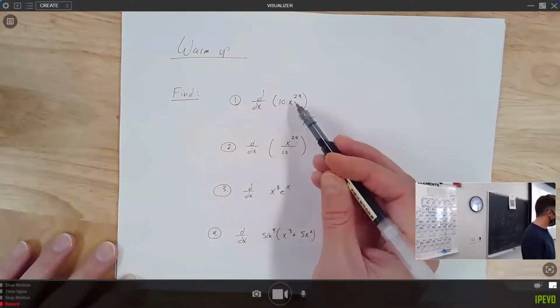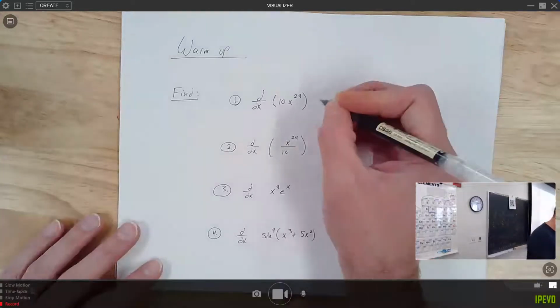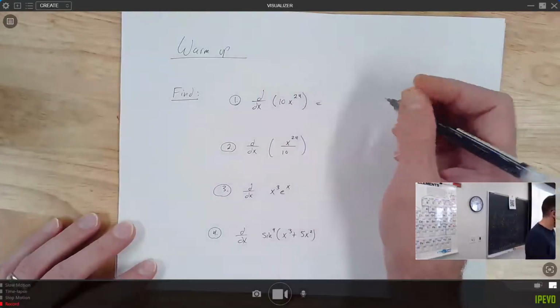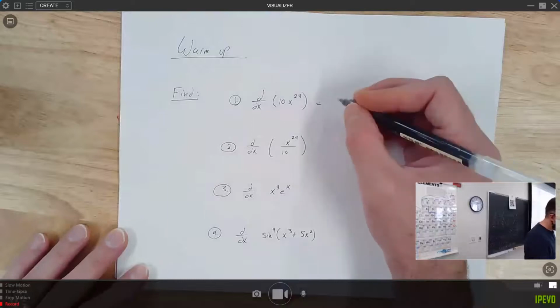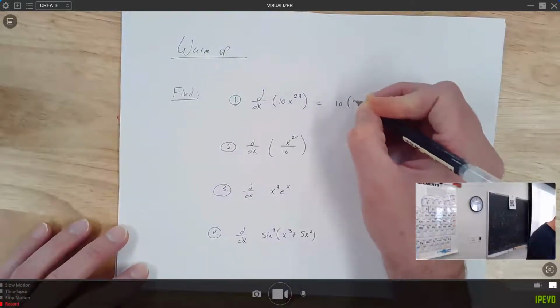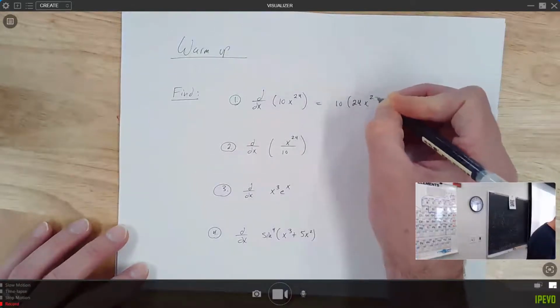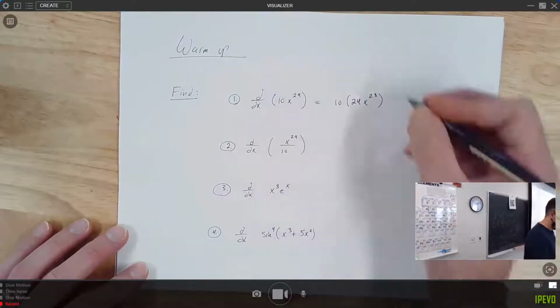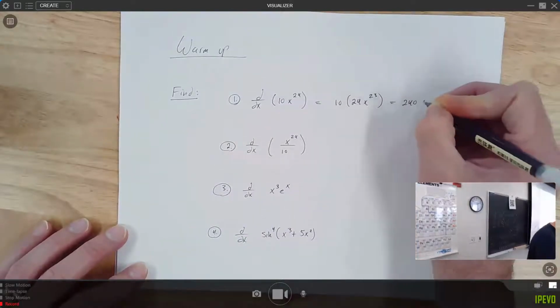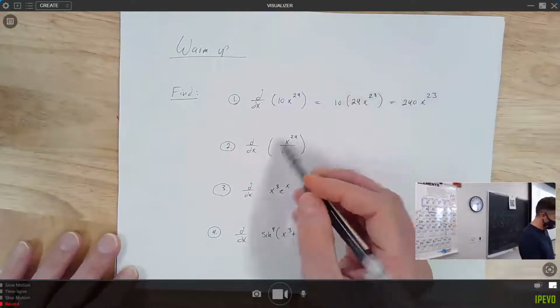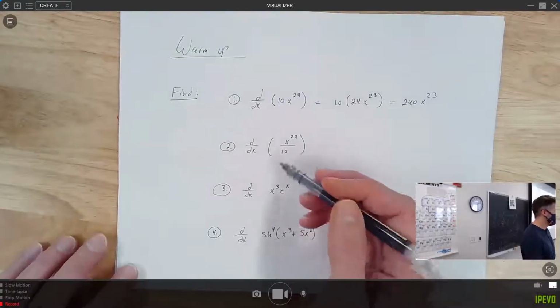Derivative of 10 times x to the 24th. I know you all know it's 240 times x to the 23rd, but I also know that you know it's really 10 times 24 times x to the 23rd, and then we multiply. The reason I point this out is because when you're faced with something like this, you can use the same sort of idea.